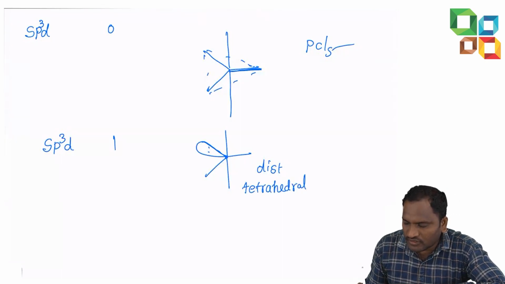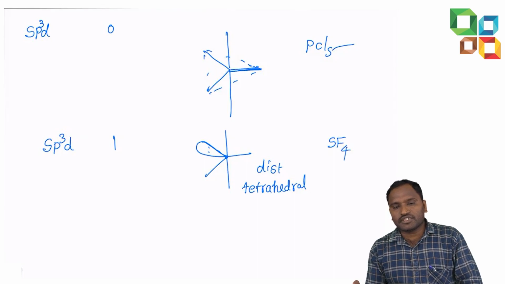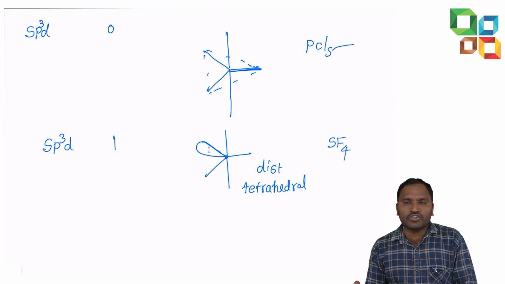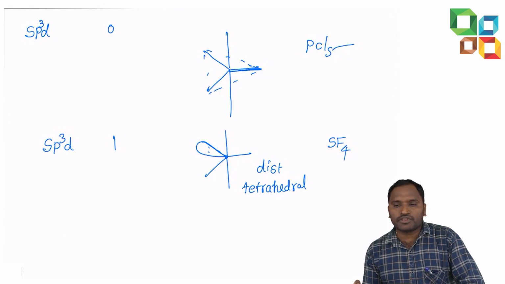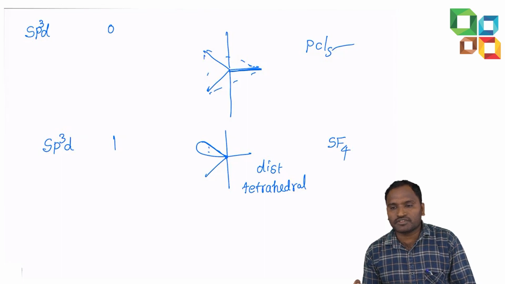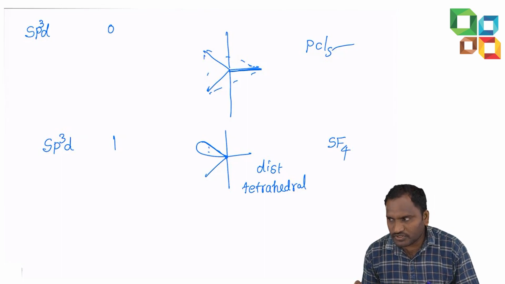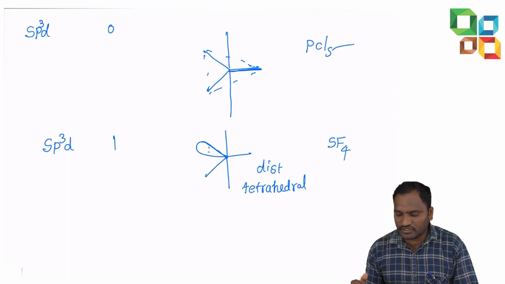Distorted tetrahedral structure. Example SF4. Any molecule undergoing sp3d hybridization and having one lone pair is distorted tetrahedral. I will draw the table and explain how to apply it to a molecule. sp3d hybridization with one lone pair, distorted tetrahedral structure.